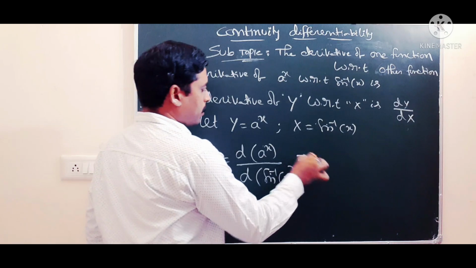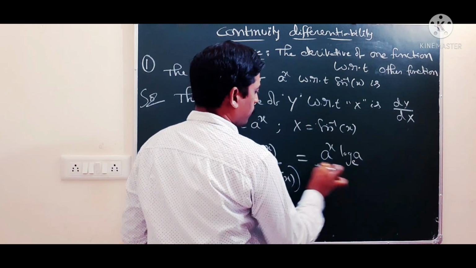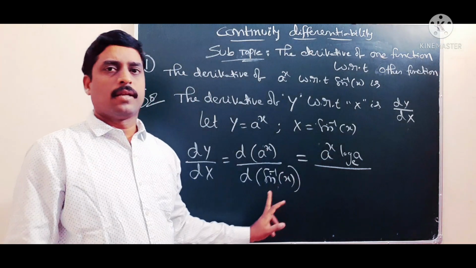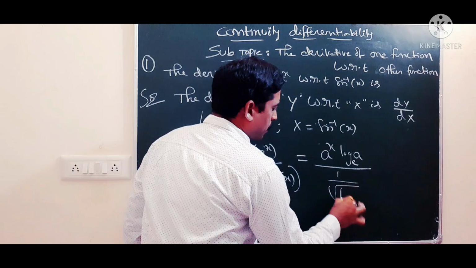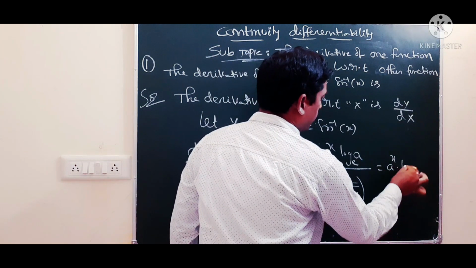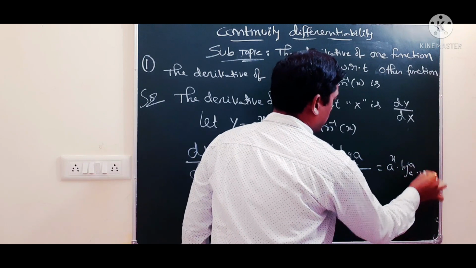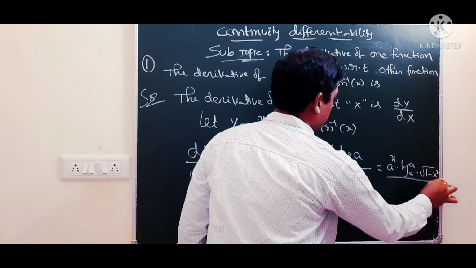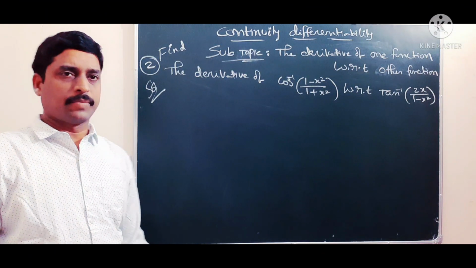So the derivative of a to the power x, we get a to the power x into log a. This is the formula. The derivative of sin inverse x, we have the formula 1 by root 1 minus x square. So this will be a to the power x into log a base e divided by root 1 minus x square. So this is the answer. Okay, let us go to the next problem.